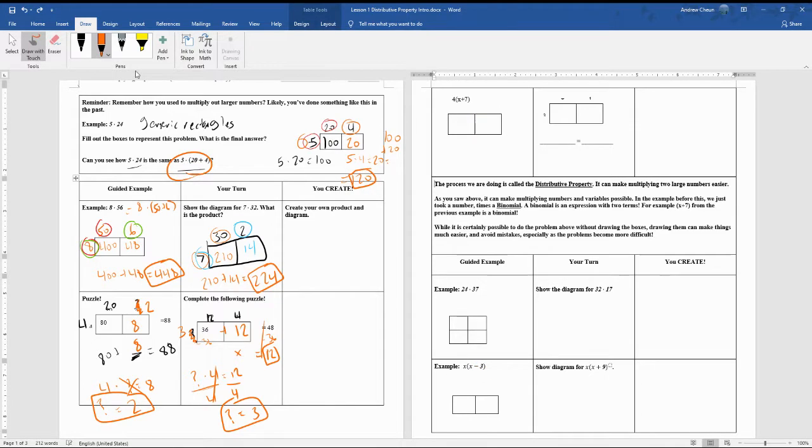Oh, I went too much. So I'm going to put 4x plus 7. And so now we've got to start multiplying. So our first rectangle is 4 times x. There's nothing too crazy about this. It's just 4 times x.